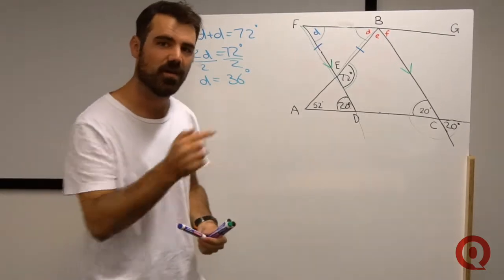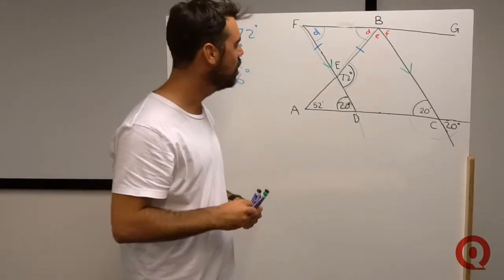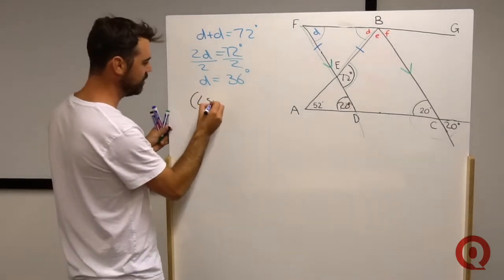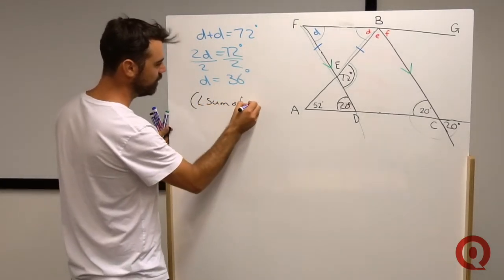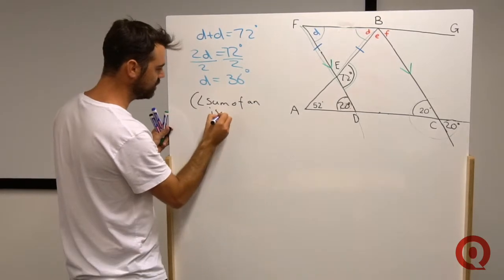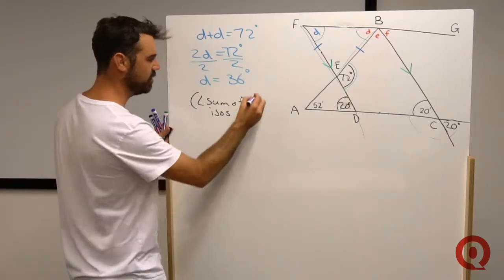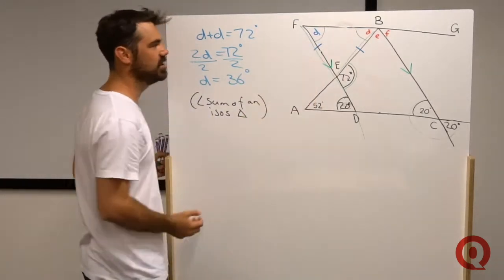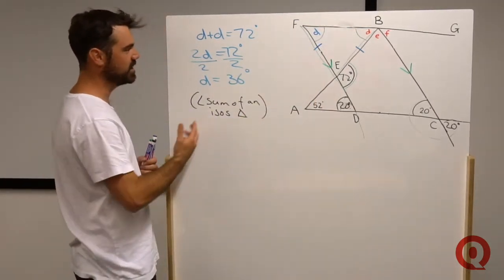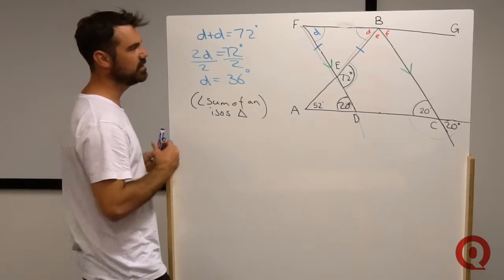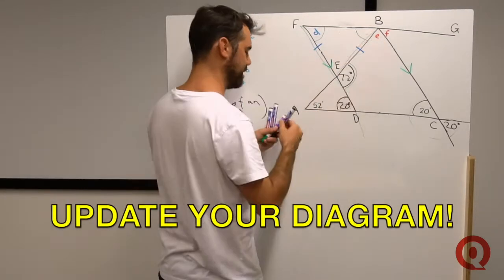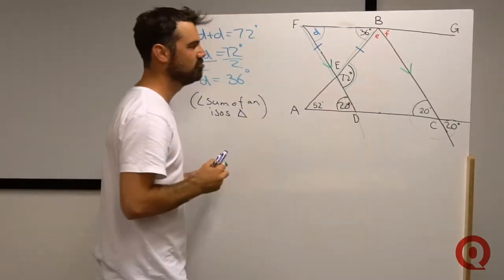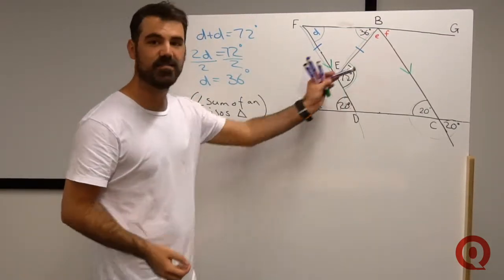Now, interesting part. What's going to be my reason for that? Well, that's going to be the angle sum of an isosceles triangle. That's my reason right there. It's the angles inside an isosceles triangle that are equal to each other. So that's my reason, and I've now found D. So I go and I update D, and D is going to be 36 degrees. Right, nice and easy. I now need to move on to E.